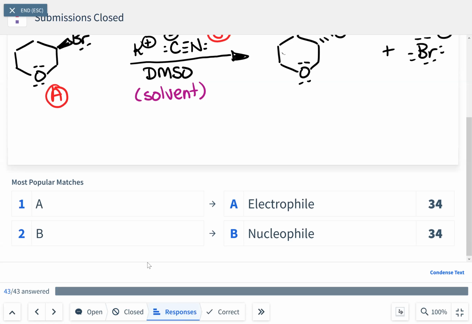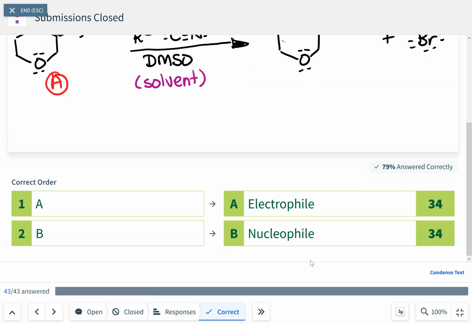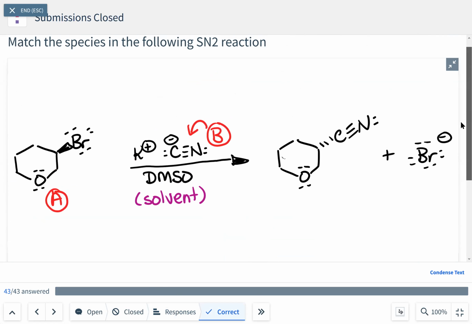Responses. 34. Electrophile. Right. So A is the electrophile, B is nucleophile. So in this case here, this carbon's got the polarized bond to bromine. So this carbon's the delta plus, bromine's the delta minus.